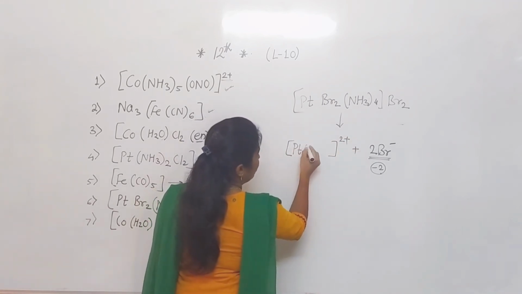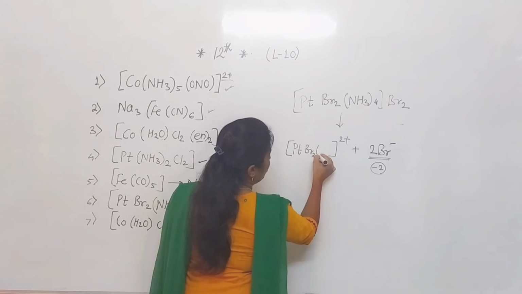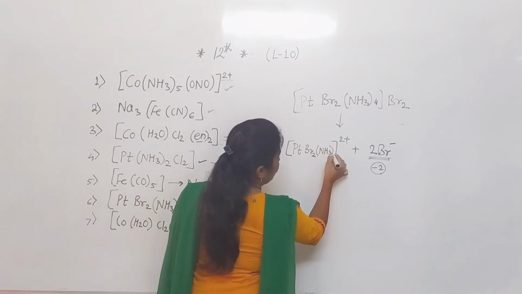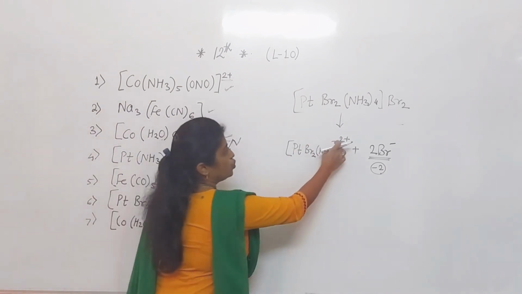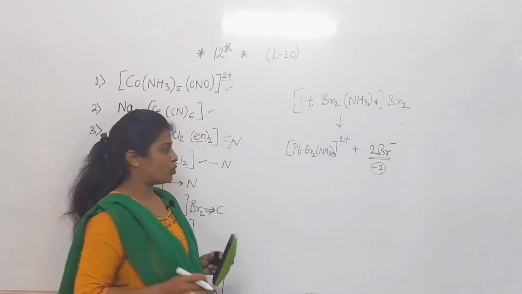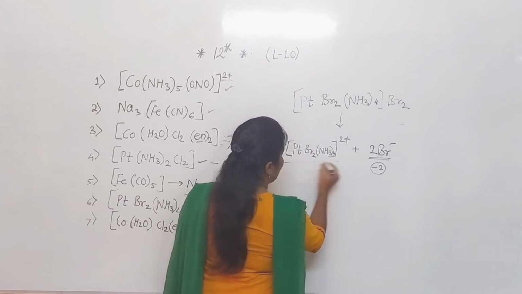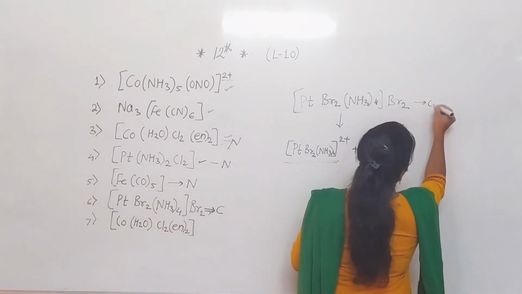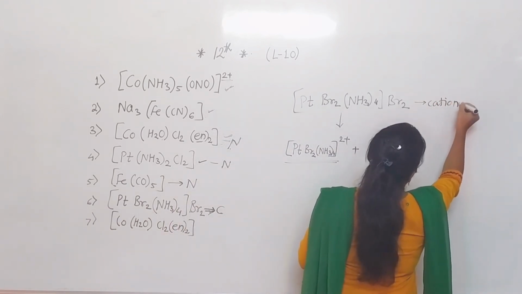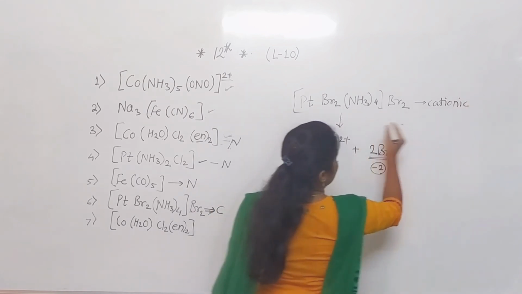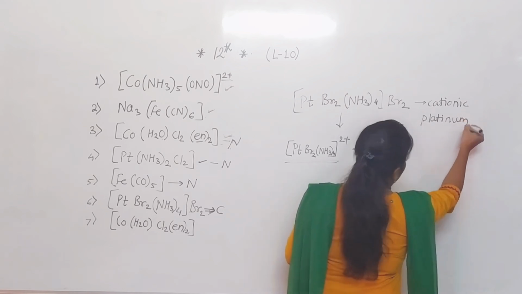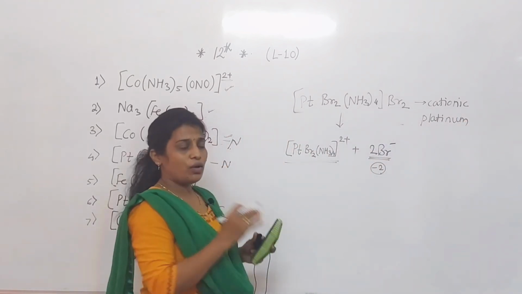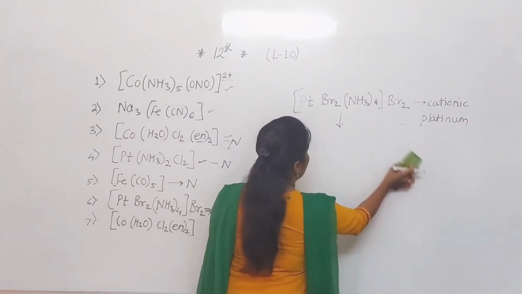So [Pt(NH3)4]Br2 will give the complex with a 2 plus charge. Okay, now in this way we can say that this is an example of a cationic complex. Now see, if a cationic complex is there, then platinum, that metal name, will remain as it is. Okay, clear to everyone? Now the next part, that is the oxidation number.